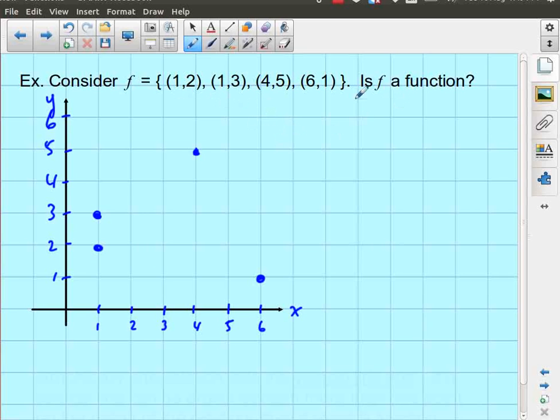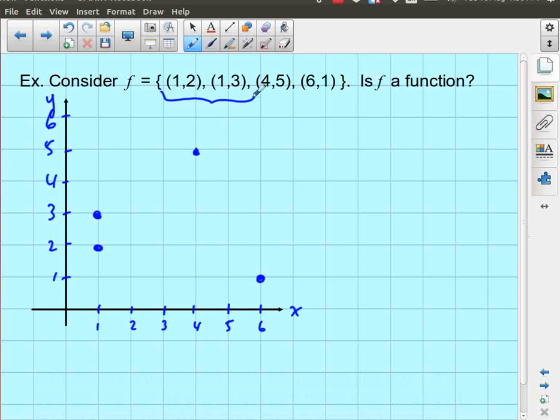Well, if we looked at it in terms of just the set itself before I graph it, I have 1 here with the value 2, I have 1 here with the value 3. So already, because of this, it's not a function.